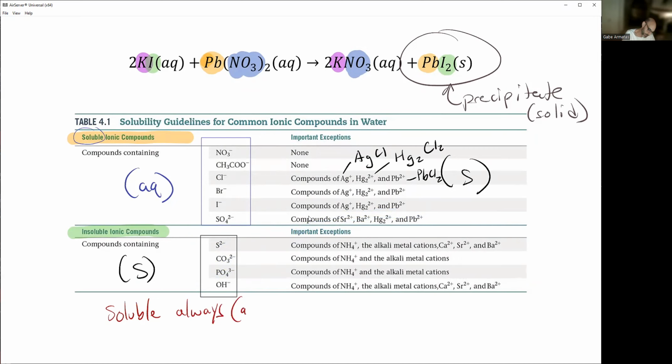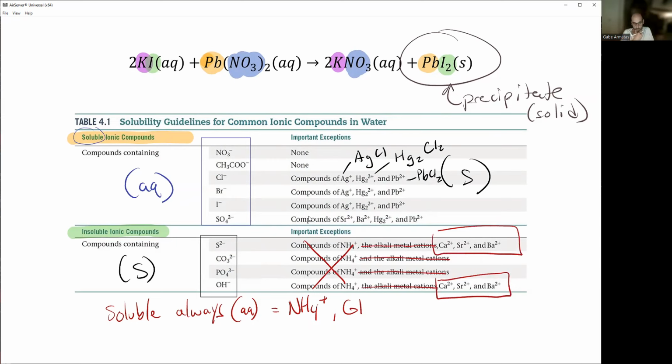Again, soluble is going to be simply aqueous. Anything that contains NH4+, ammonium, is going to be aqueous. Anything with group 1 is also going to be soluble. So that gets rid of the alkali metal cations. And by the way, you notice that the list is kind of limited as soon as you get rid of those two.